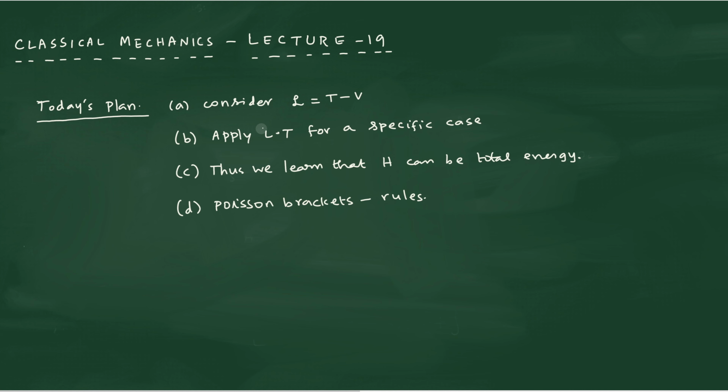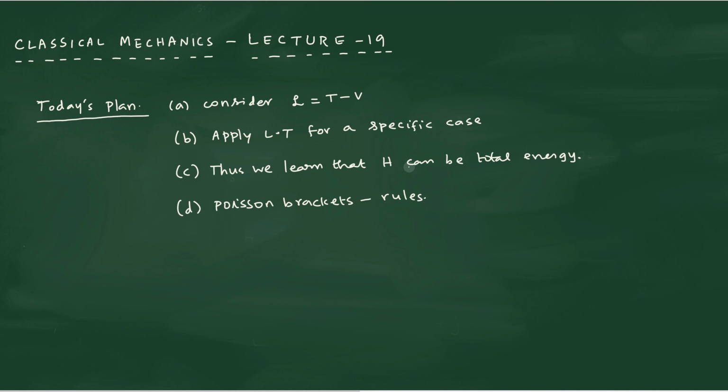And what we are going to do is take the Legendre transformation of that. The point to be noted is that you can't say that the Legendre transformation of the Lagrangian is the total energy. Such a statement is not valid, because the Lagrangian itself is not unique. You can choose any other function instead of T minus V. So this is one important point.